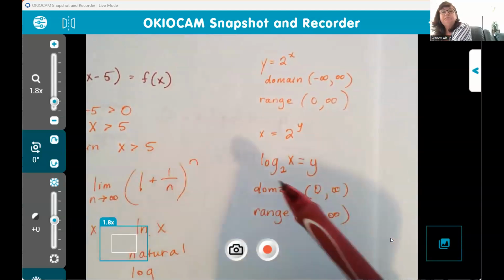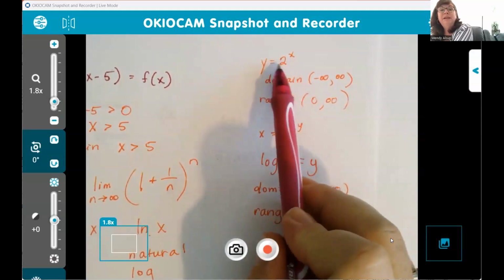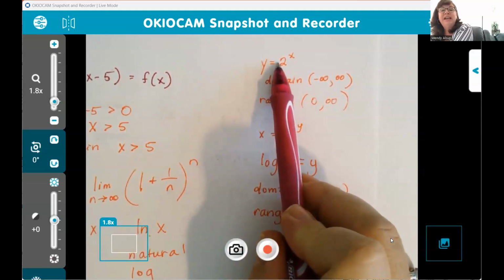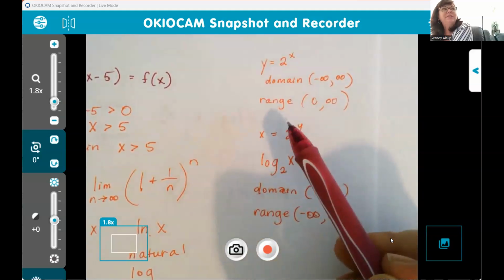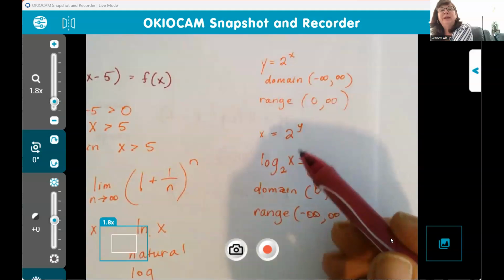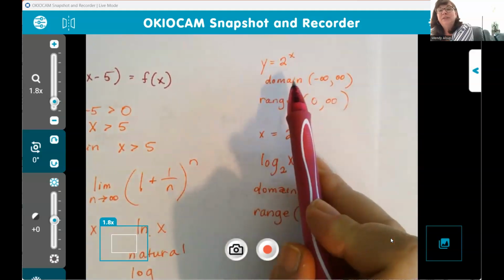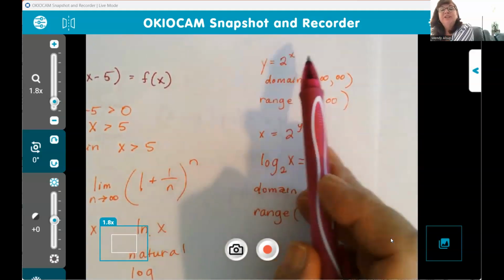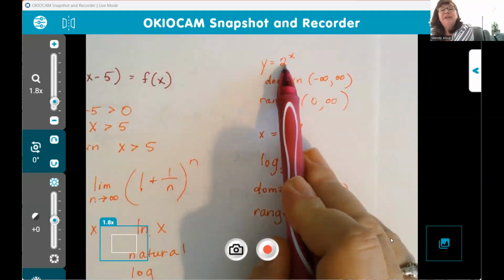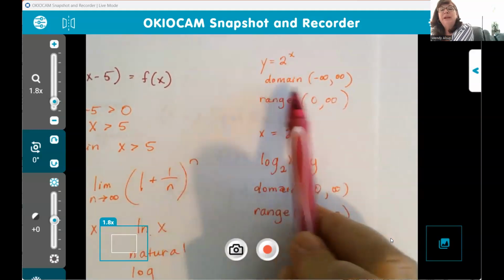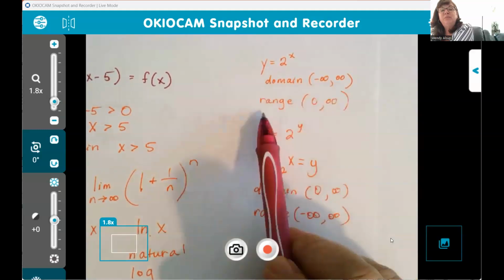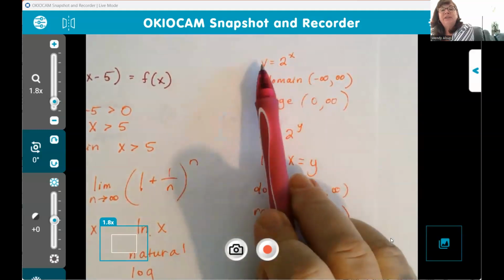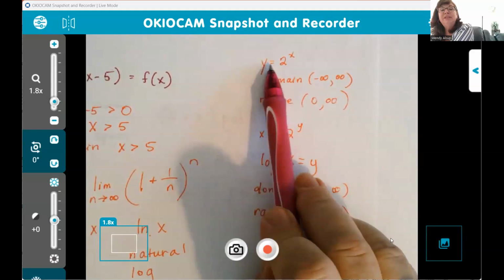All right. Now, that's the basic one, basic a to the x. If you put a negative in front, then that's going to flip it across the x-axis, and then your domain and your range change based on your transformation. But the basic one with a positive a value to some x value, the domain is negative infinity to infinity, and the range is 0 to infinity.